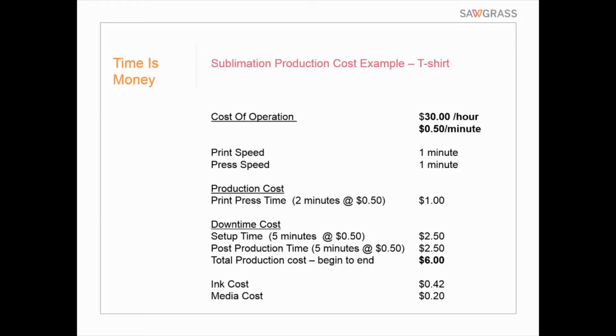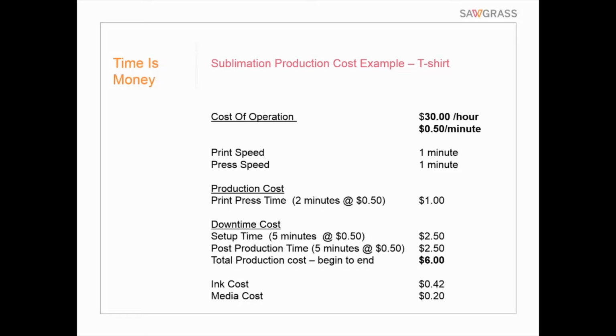Okay. Now, I didn't include any setup time and all that. We're going to get into that a little bit further as we go. I'm just talking about pure printing here, with the print speed and press speed, okay? So my production costs $1 in this example. Now we start looking at things like setup time. Well, let's say it took 5 minutes to set the job up. Maybe you had to do artwork. Maybe you had to do some editing. I don't know. At 50 cents a minute, that setup time costs you $2.50.